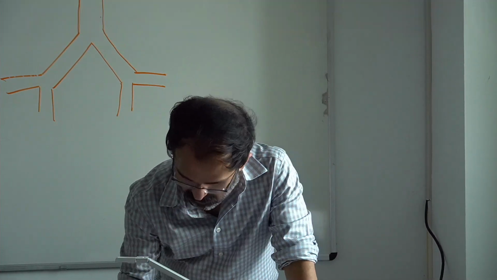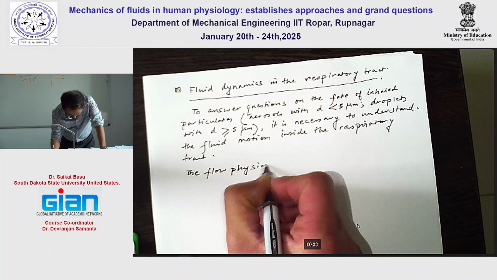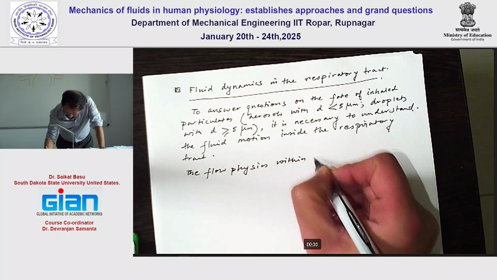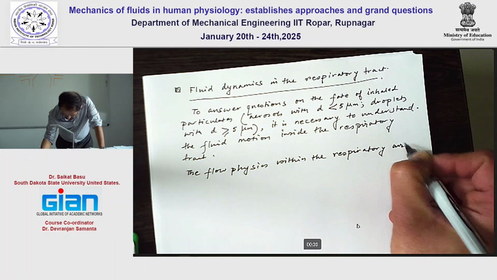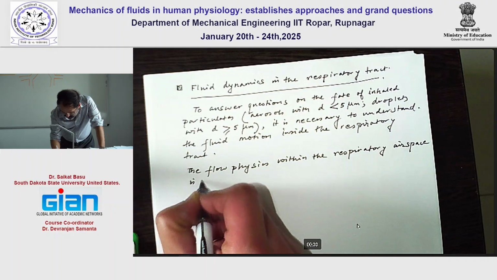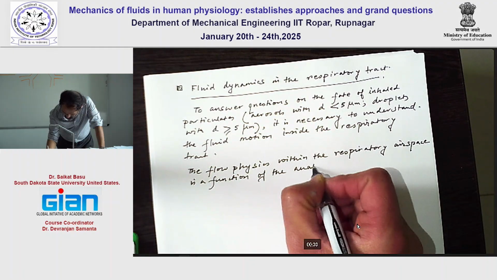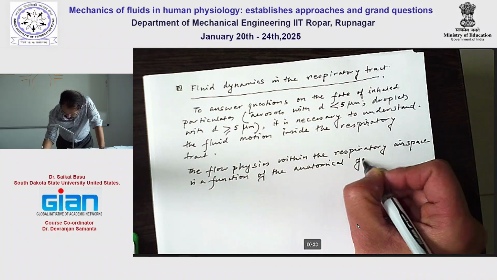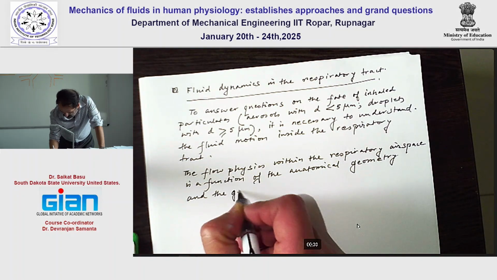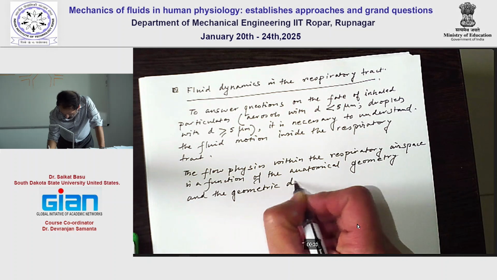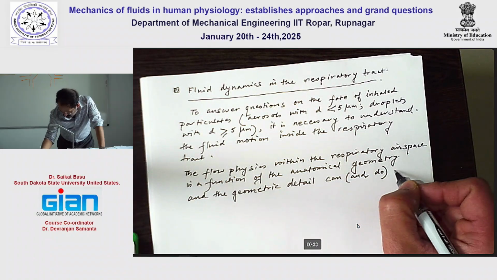Okay. So the flow physics within the respiratory airspace is a function of the anatomical geometry, and the geometric details can and do vary from person to person.